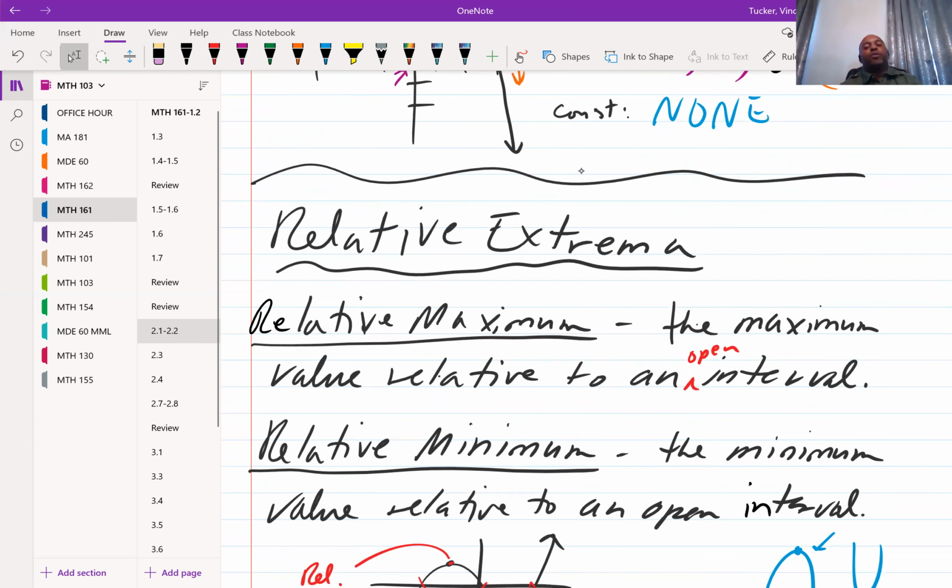All right, relative extrema. So it's just the maximum value relative to an open interval for our relative maximum. And then our relative minimum is the minimum value relative to an open interval. So in other words, the largest value in an interval, smallest value in an interval.